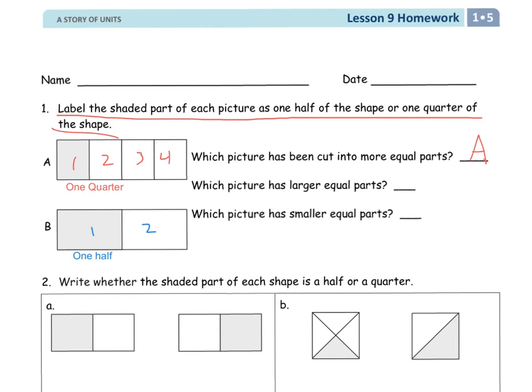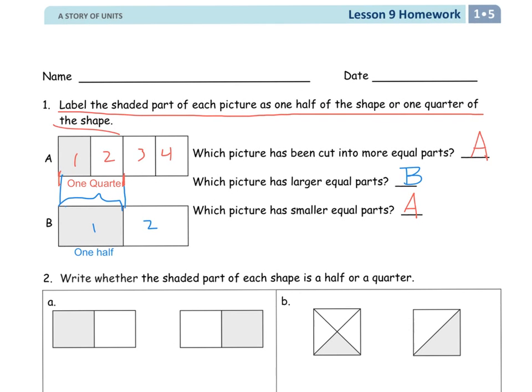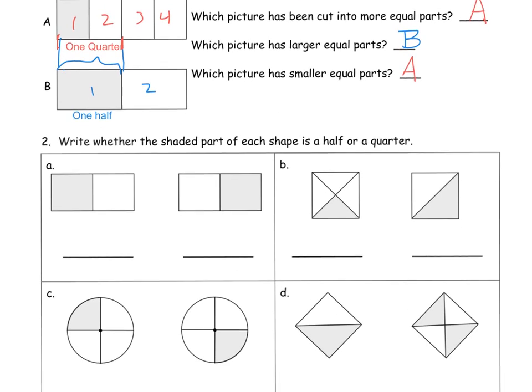Which picture has larger equal parts? And I can see that one of these looks about like 2 of the one above. So B definitely has bigger parts. Which picture has smaller equal parts? And that's going to be A, because I have 4 of them and 2 of their equal parts can fit inside of one of part B. So let's take a look down at question 2.